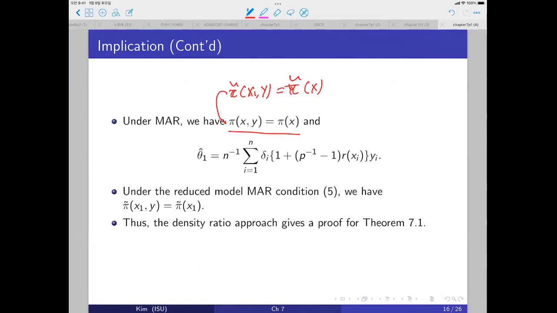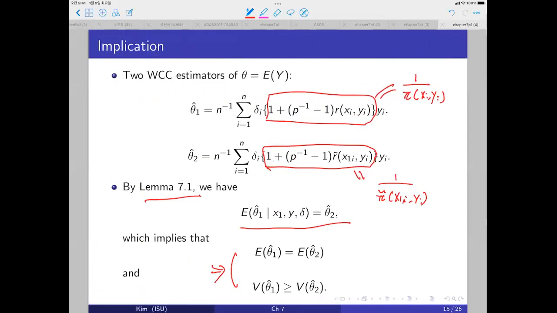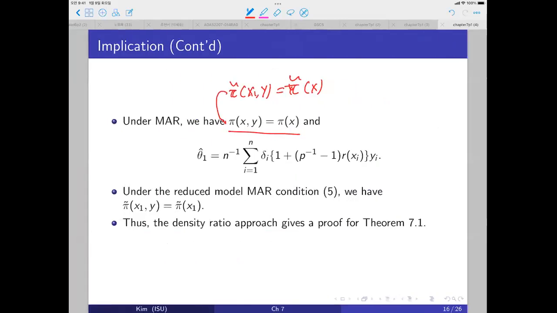So this is a more rigorous type of proof, but the point is that the reduced model, basically, if you can somehow achieve missing at random with a reduced number of covariates, right? Then it actually gives a more efficiency gain.